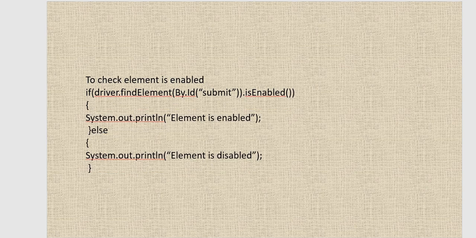After that we have to check whether the element is enabled or not. For that we have a separate method, the isEnabled method of the web element interface, and we first locate the element and then use the isEnabled method to check whether this particular element is enabled or not.